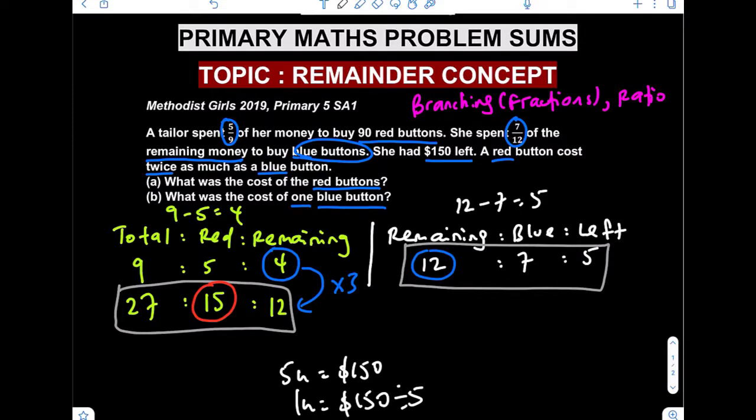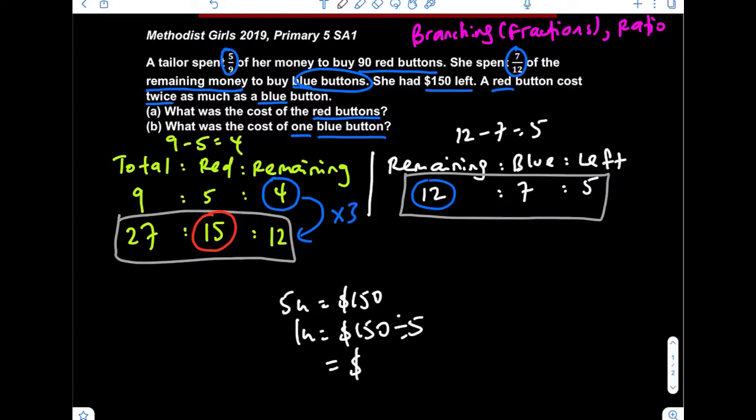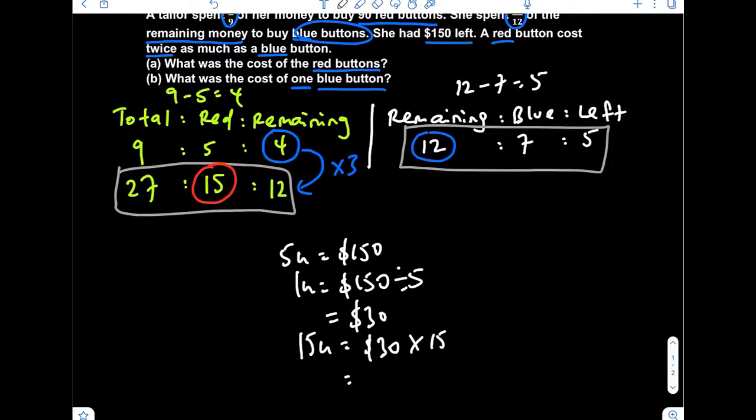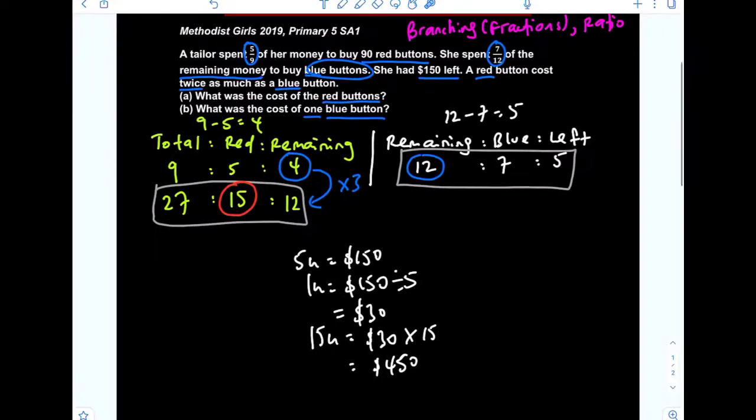150 divided by 5, $30. And for the red buttons, we can just find the value of 15 units. So 15 units will be equals to $30 times 15, and we will achieve an answer of $450. Okay, that will be the cost of all the red buttons. They didn't ask for one red button, they asked for the cost of the red buttons. So if it's all the red buttons, part A is done.